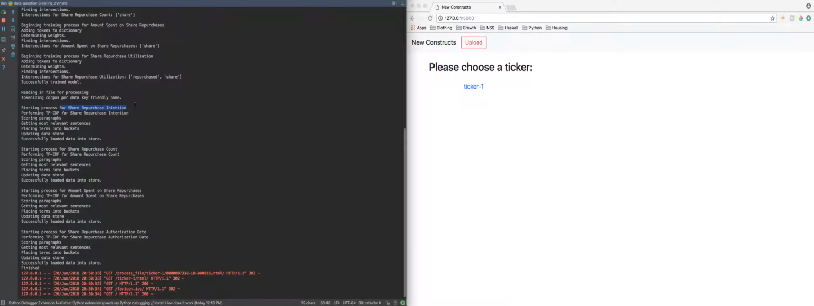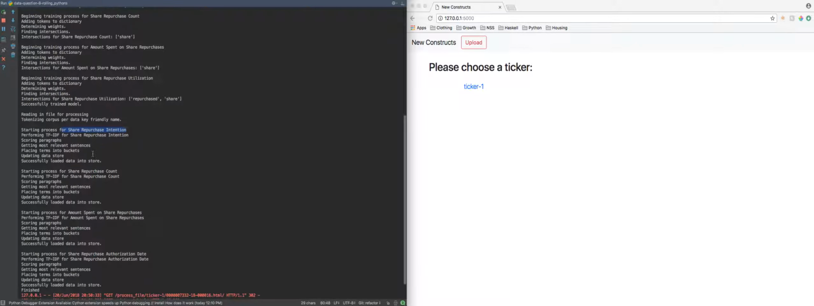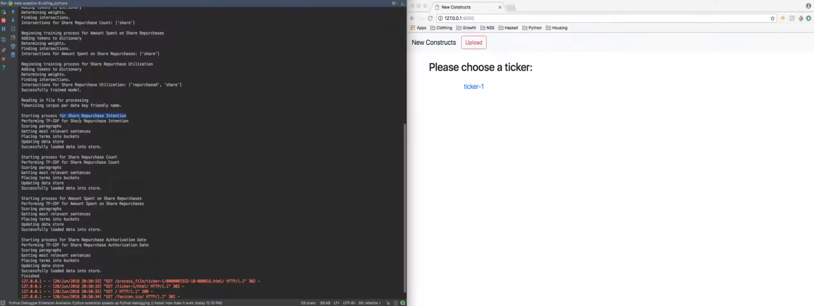So once we do that, we get the most relevant paragraphs based on the intersecting words. Perform a TF-IDF over it, because now we have topics. You score the paragraphs based on the weights. You get the most relevant sentences, so the sentences that are actually talking about this stuff.